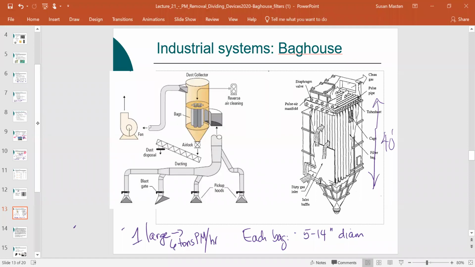To give you a sense of the size, this is a baghouse filter used in a large automotive foundry. There are 16 compartments, 4,000 bags. Each bag is 22 feet long and about 7.5 inches in diameter. So there's 4,000 of those that have to be maintained. You can imagine the size of the footprint for such a large unit.